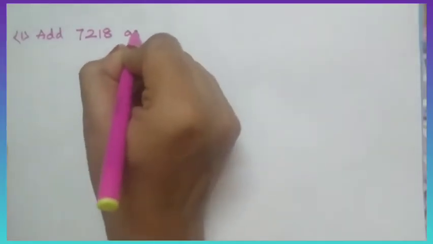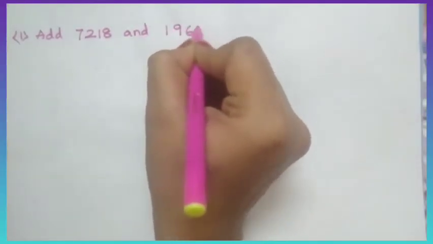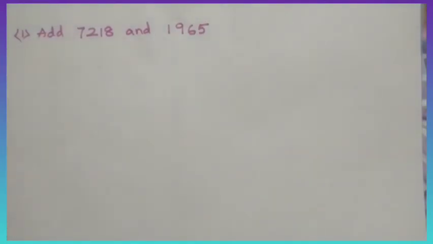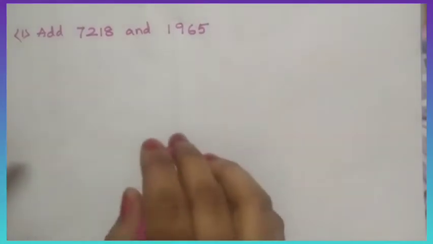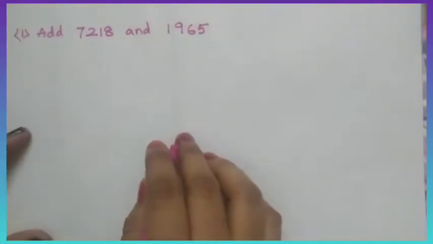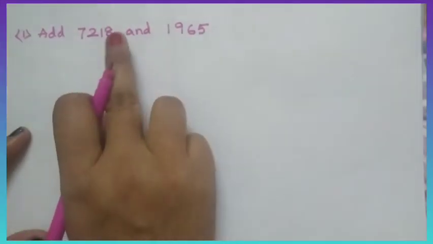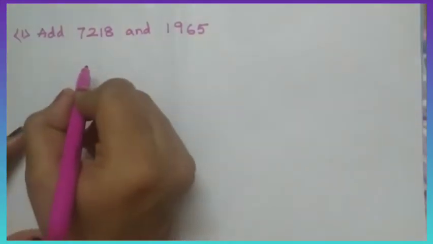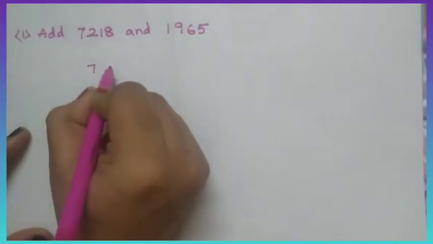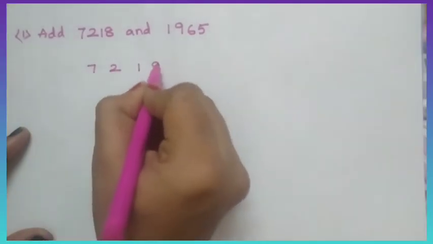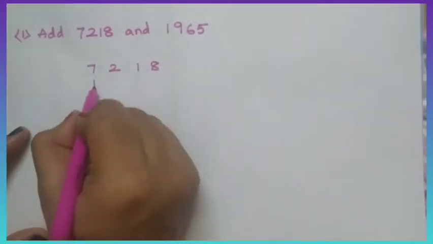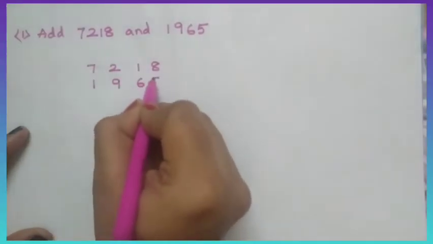Our first sum is add 7218 and 1965. So the first rule is we have to arrange both numbers in columns. Okay, look here, 7218. Now 1965.